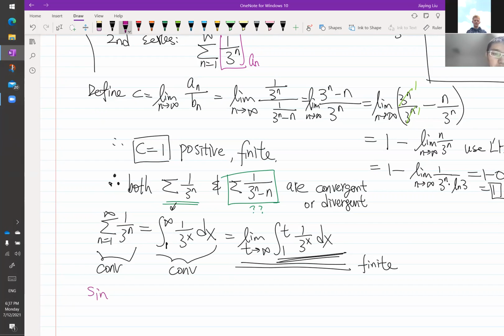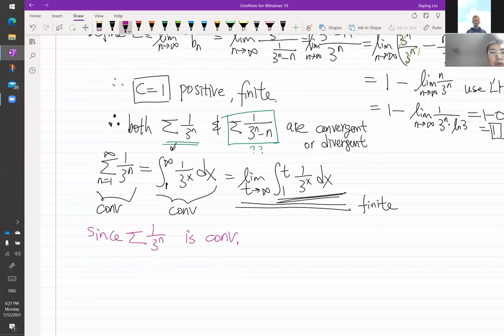So since the series 1 over 3 to the n is convergent, and earlier we concluded that both of them are either convergent or divergent at the same time, one of them is convergent, therefore the other one has to be convergent.